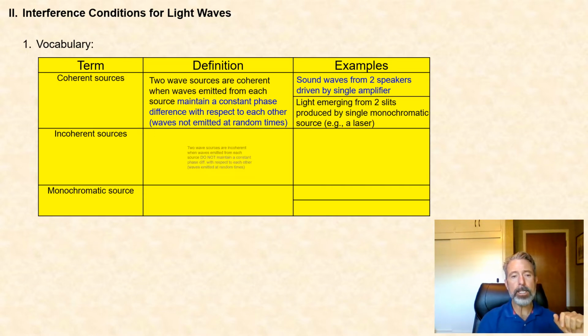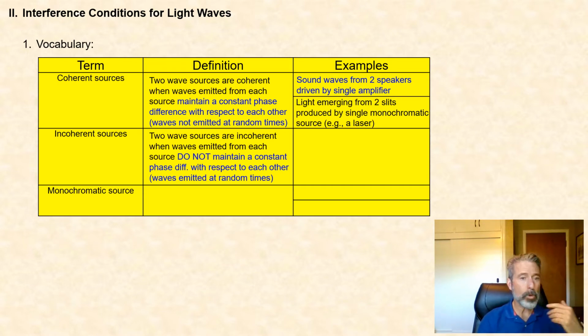You can reason then that an incoherent light source would be one where two wave sources are incoherent when waves emitted from each source do not maintain a constant phase with respect to each other, such that the waves can be emitted at random times. A classic example of this would be light that is emitted from an incandescent bulb. So these light sources would be considered incoherent.